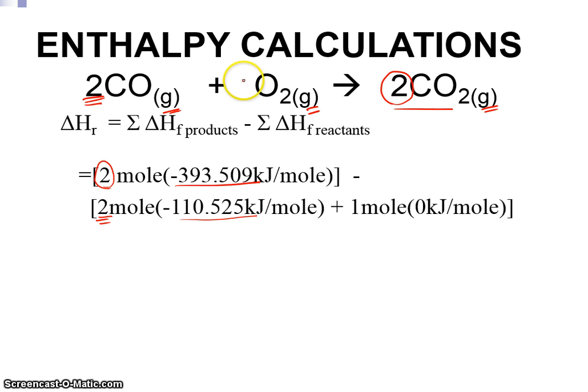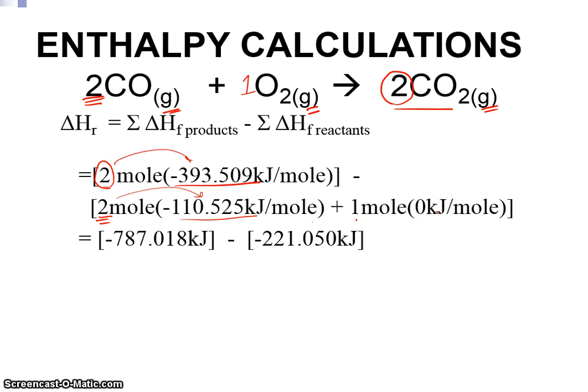plus 1. Remember, we have an invisible 1 here, so there's our 1 and our 1. And then why is this 0? Well, it says it on the table, but also it's an element in its standard state, so it doesn't have an enthalpy value. So we're going to do 2 times this number, and then 2 times this number, and subtract the 2. We don't need to do 1 times 0 in this case because it's going to be 0.